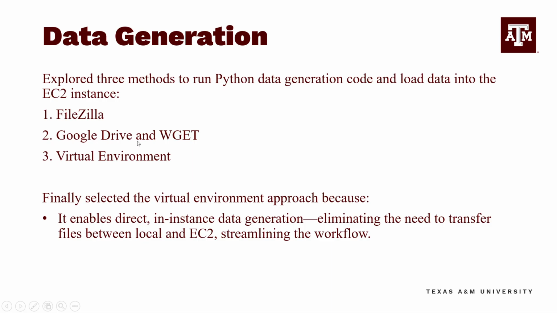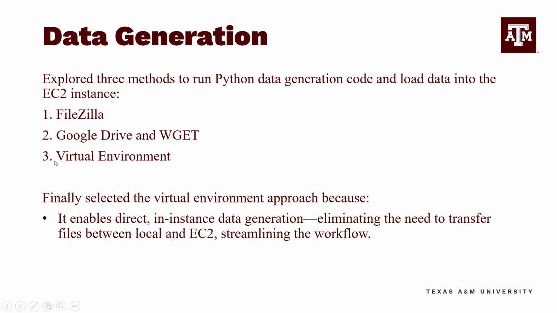So we can upload all our CSVs inside Google Drive and then get the access link by setting the access as public. And utilizing the wget command, we can clone these CSV files from Google Drive to the EC2 instance. And the third technique is utilizing a virtual environment. We can create a virtual environment inside our EC2 instance, which will allow us to install the Faker library, which is utilized by the Python code used for data generation. And then after that, we can execute the Python code and generate CSV files inside the virtual environment itself.